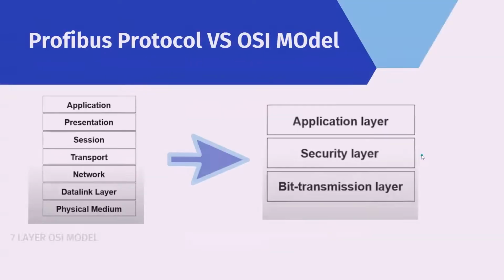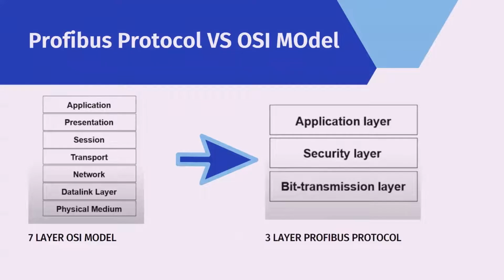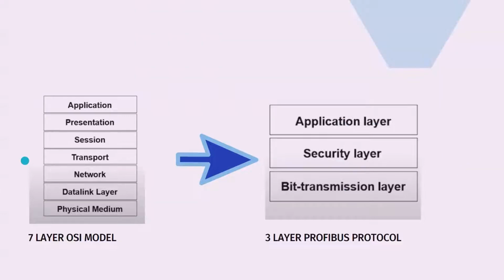Let's now see the Profibus protocol with reference to the OSI model. The OSI has 7 layers and Profibus has only 3. Layer 7 is the application layer, and layers 3 to 6 of the OSI model are not used in Profibus at all. The data link layer is the same as the security layer in Profibus, and the physical layer is the bit transmission layer in Profibus. Now let's discuss those 3 layers.